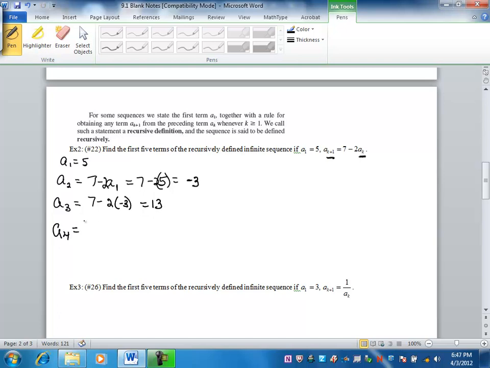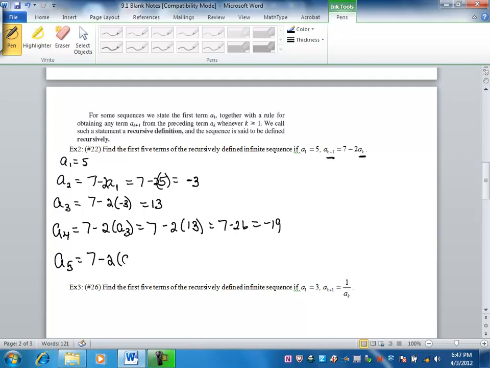A sub 4, this is 7 minus 2 times a sub 3. Well, this is 7 minus 2 times, what's a sub 3? A sub 3 is 13, so 7 minus 26 gives me negative 19. And then a sub 5.